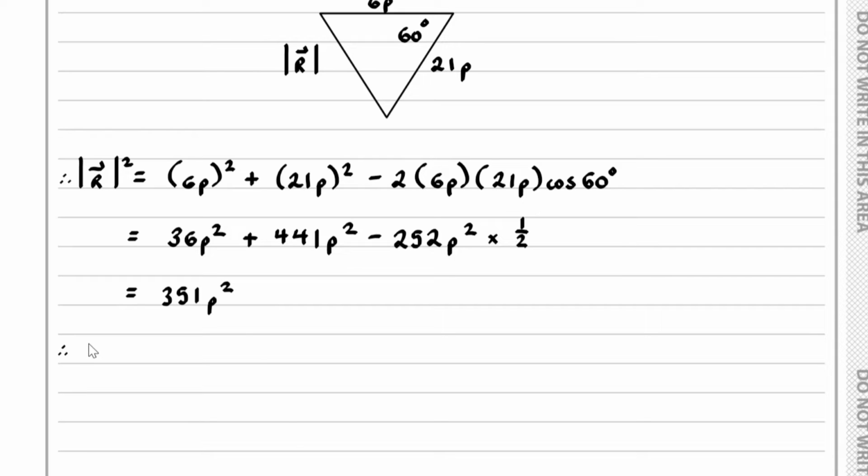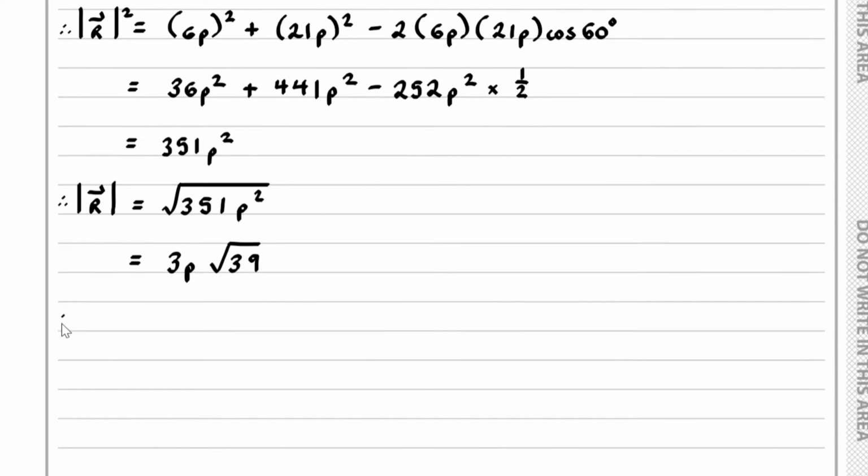So the magnitude of the vector r is equal to 351p squared square rooted, which is equal to 3p multiplied by root 39.